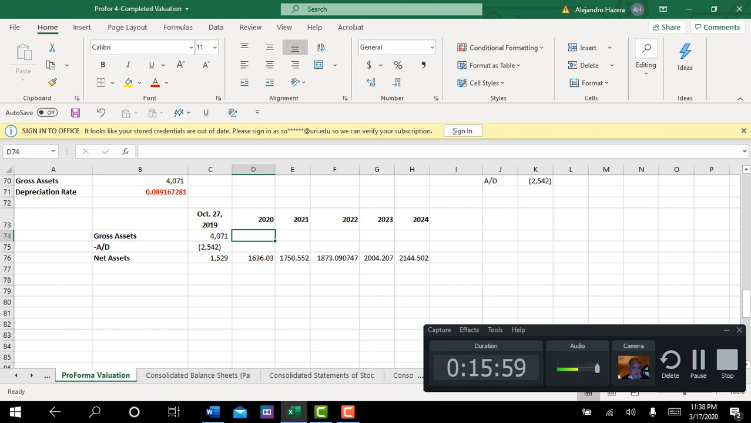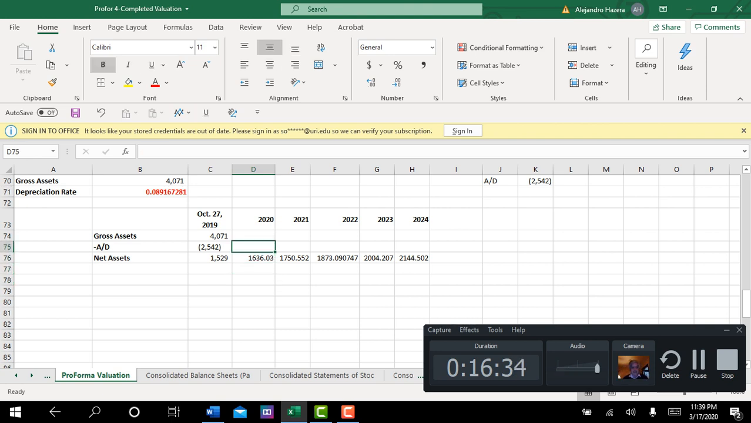Okay, and so we know what the net assets are. We know what the gross assets are just from the financial statements themselves. And now what we've got to do is compute or estimate what the accumulated depreciation will be for the next 5 years. And basically, once we do that, we just have to add the net assets and accumulated depreciation, and we'll end up with our gross assets. Okay, so let's do this.